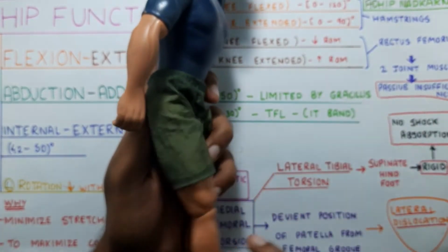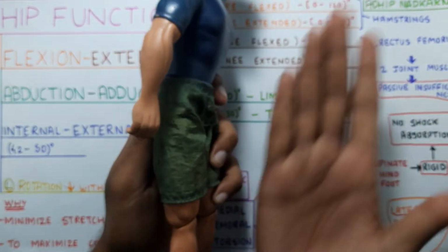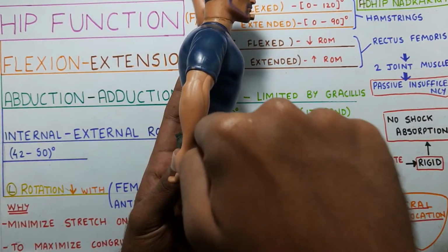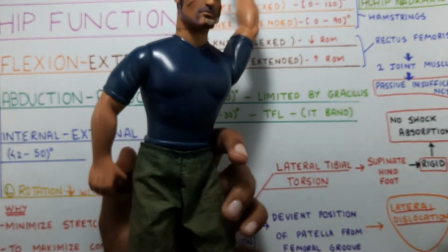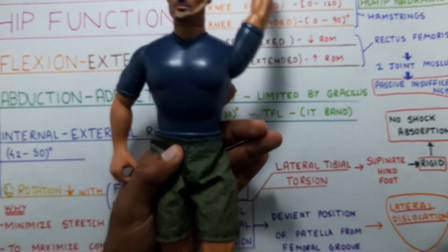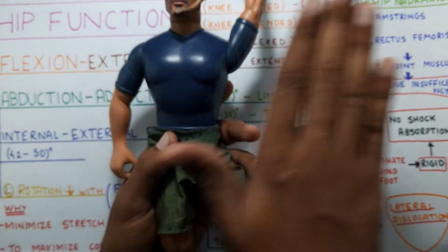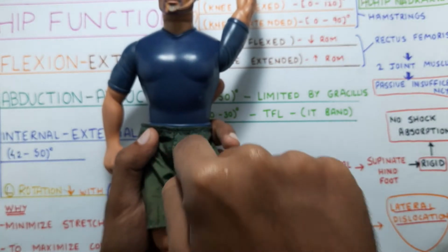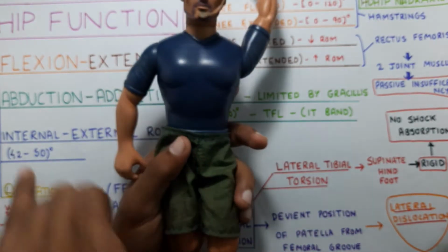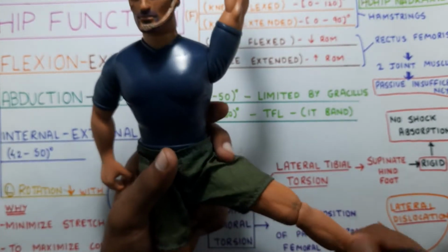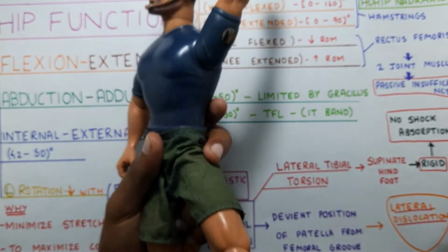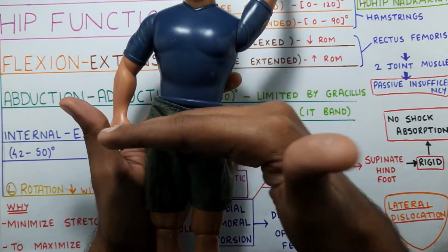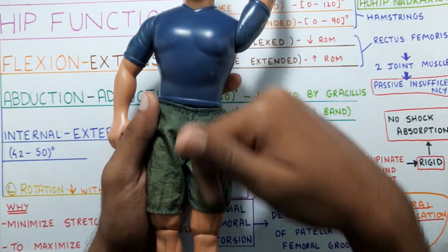Flexion and extension will occur in your sagittal plane, which cuts Joe into two parts, and it will occur around the coronal axis. Okay, then there is the frontal plane movement, that is abduction and adduction. This is the frontal plane and it will occur around the anterior posterior axis. And then finally the internal and external rotation, where your leg goes in and out like this. This will occur in the transverse plane, right? Transverse plane and the vertical axis.